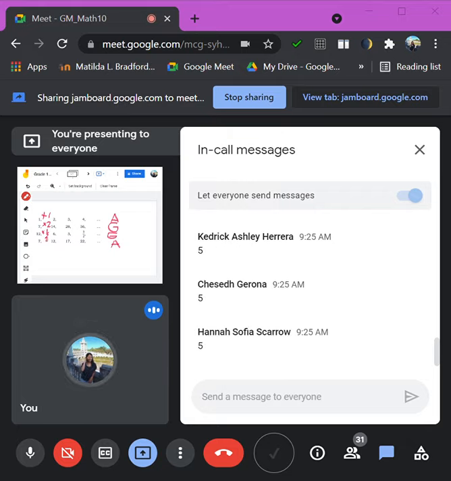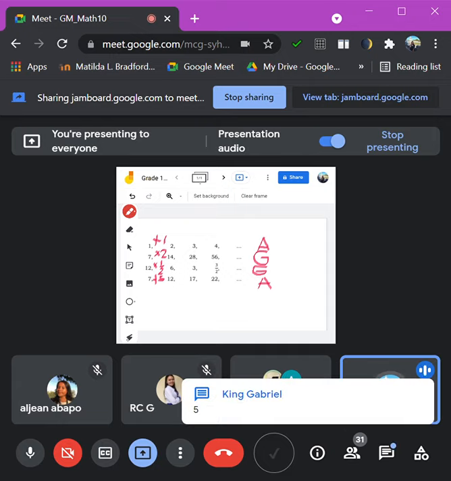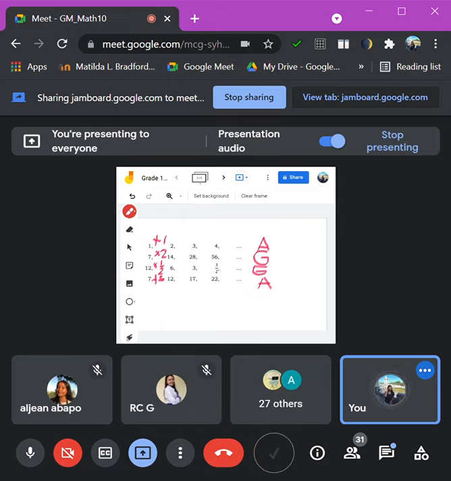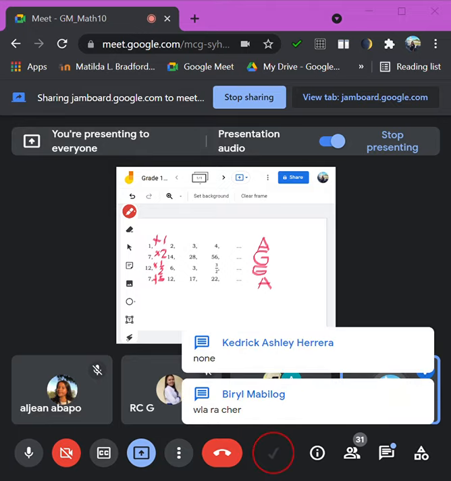Okay, that is plus 5. 7 plus 5 is 12. 12 plus 5 is 17. 17 plus 5 is 22. So, good job, everyone. So, you already know how to look for the difference of an arithmetic and geometric sequence. Now, do you have any questions? Okay, none so far. Wala ra.